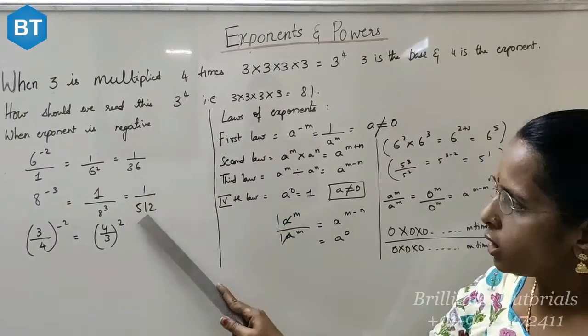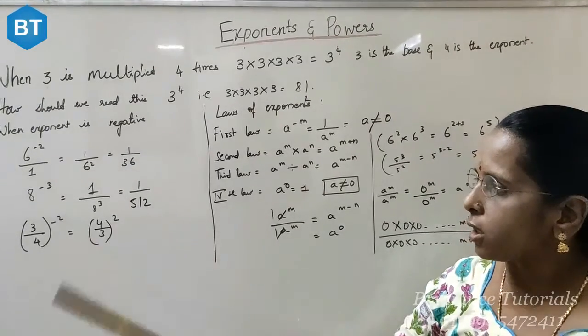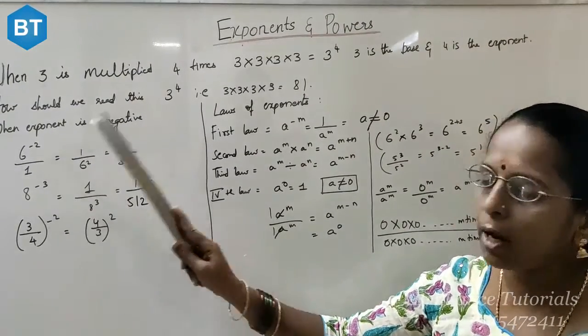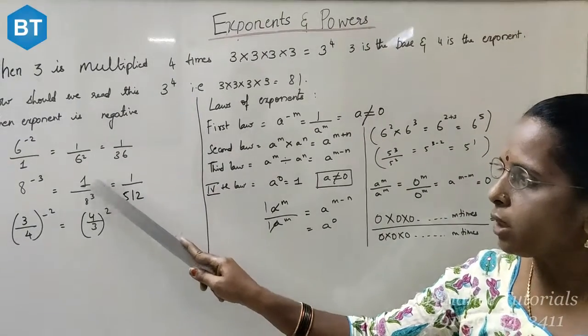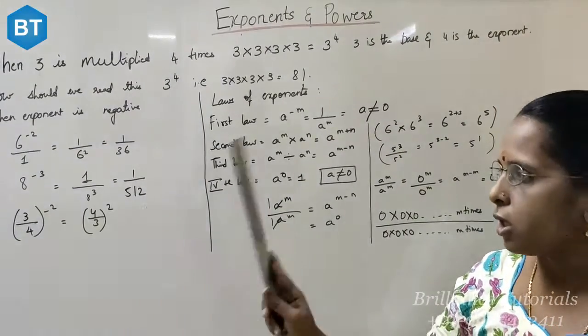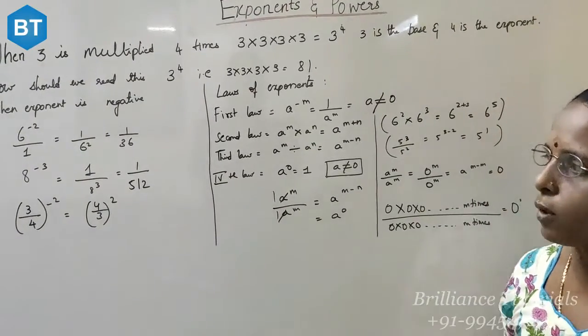Now we move on to the next example. 8 to the power minus 3. When they give minus 3, we have to make a note that we have to divide it: 1 by 8 to the power 3. So 1 by 8 multiplied 3 times is equal to 1 by 512.